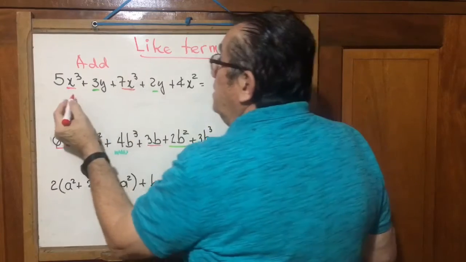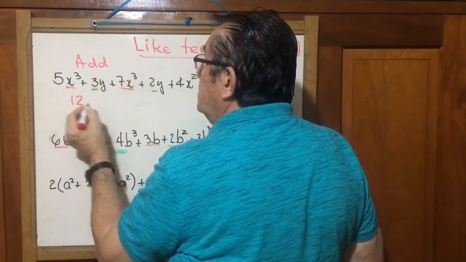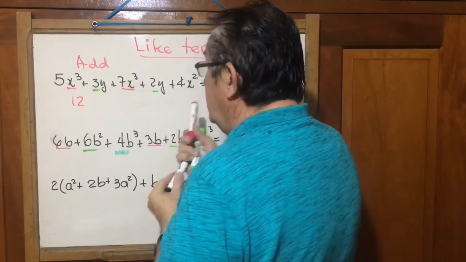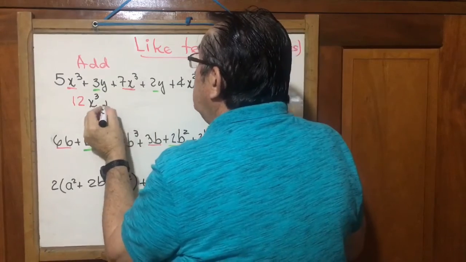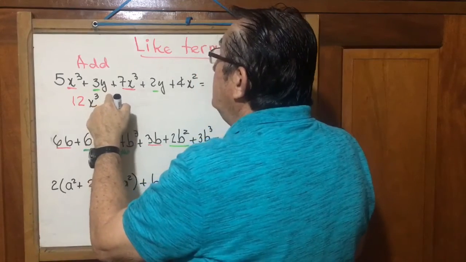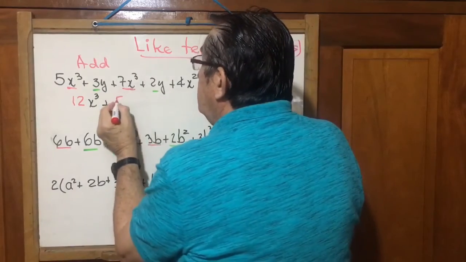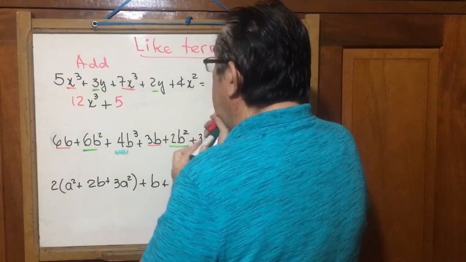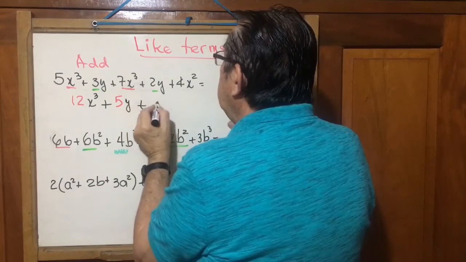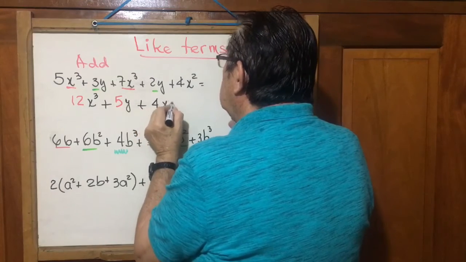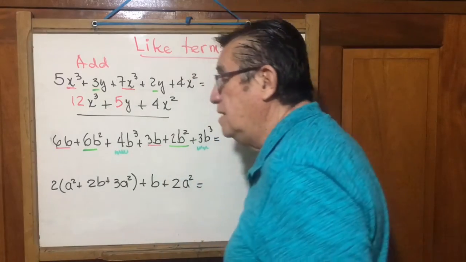So 5 plus 7 equals 12x to the cube, plus, since I am adding, the y: 3 plus 2 makes 5y. And the only thing remaining is x to the square, which doesn't have any like term. And that's it. This is adding.